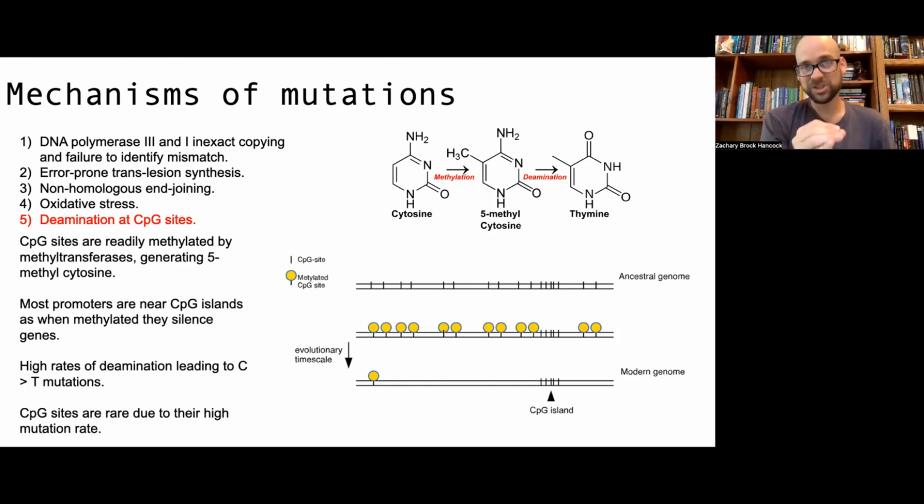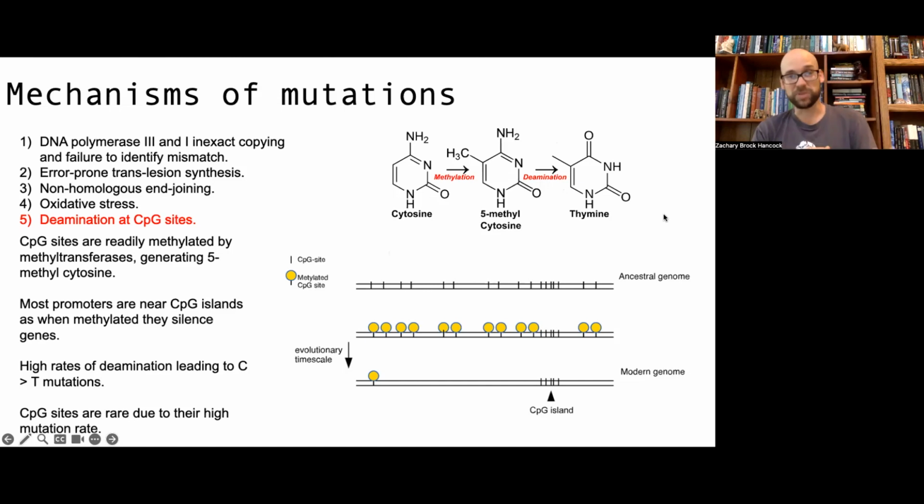However, these CpG sites have a high rate of mutation due to the process of deamination. So deamination is the loss of this amine group, which is this nitrogen and then H2. So when this becomes lost, that's called deamination. And this results in the generation of a thymine, which is this final thing here. So you have a mutation from a cytosine to a thymine.